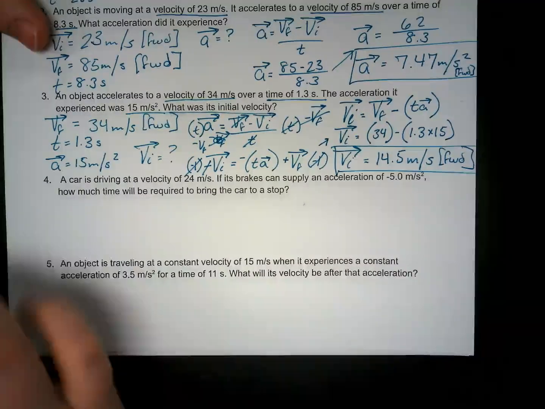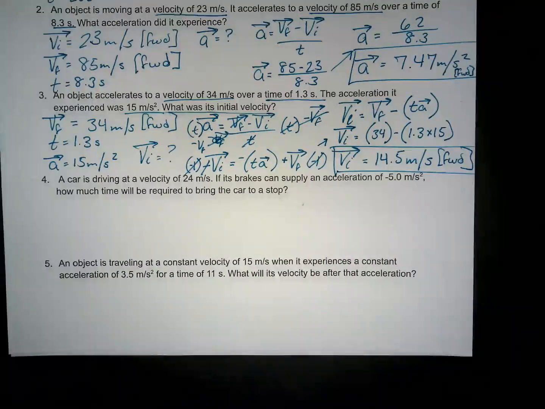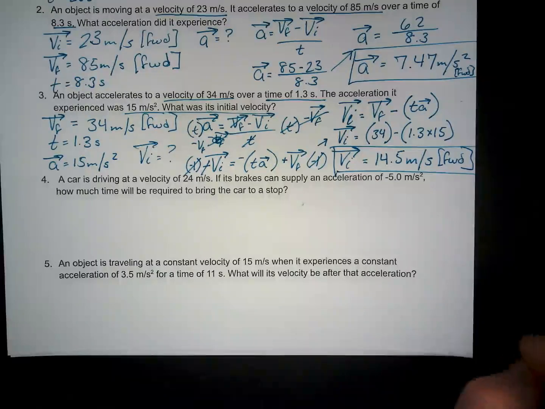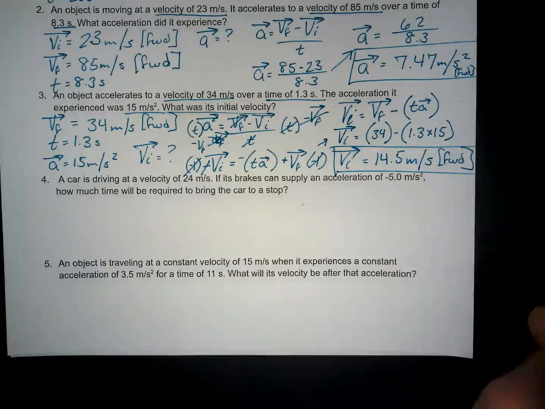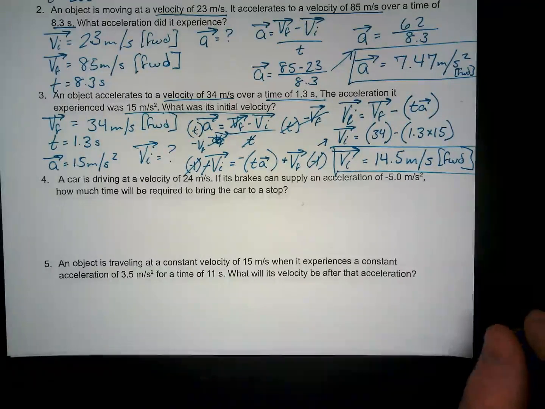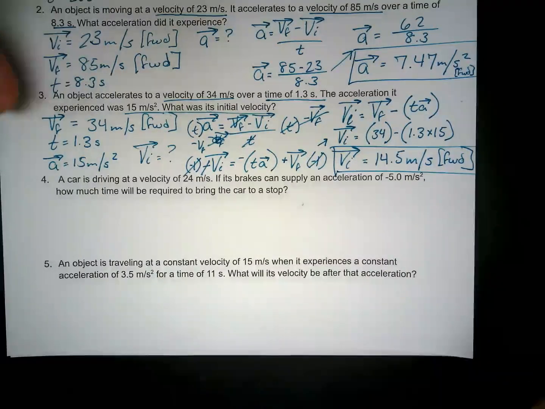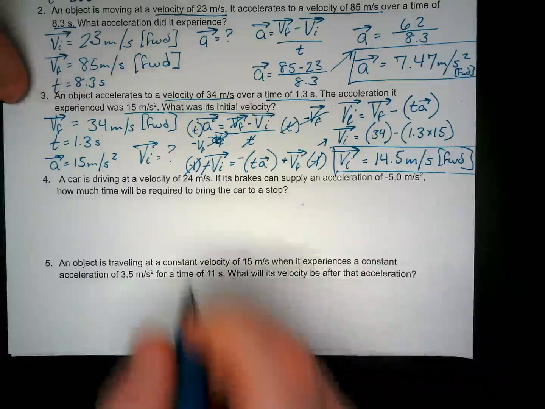Looking at number 4. A car is driving at a velocity of 24 meters per second. If it brakes, it can supply an acceleration of -5.0 meters per second squared. How much time will be required to bring the car to a stop? Ooh, so we've got a negative here. So let's just break this down real quick.